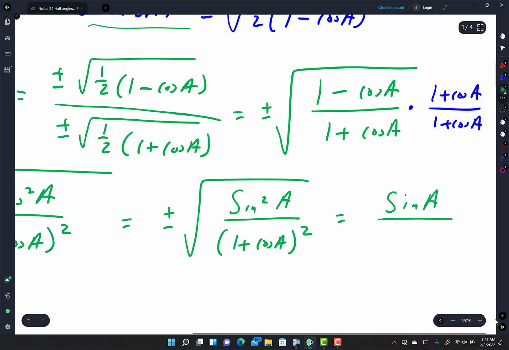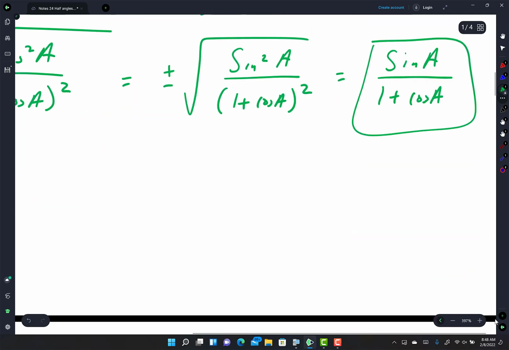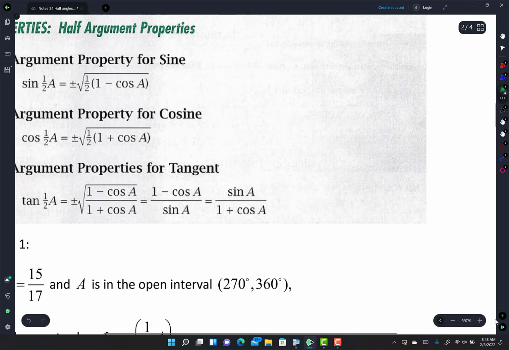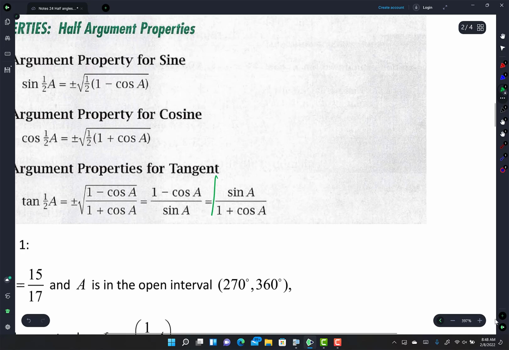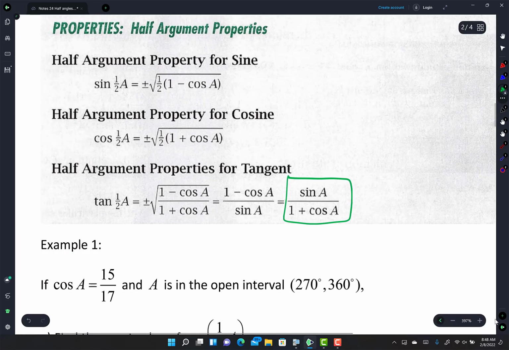What's the square root of 1 plus cosine A squared? So that's probably, I hope, the formula they have. Watch it be an epic fail and not be it. So let's see. Yeah, there it is. See, wasn't so bad. And we just derived the half argument properties that you're going to be using.